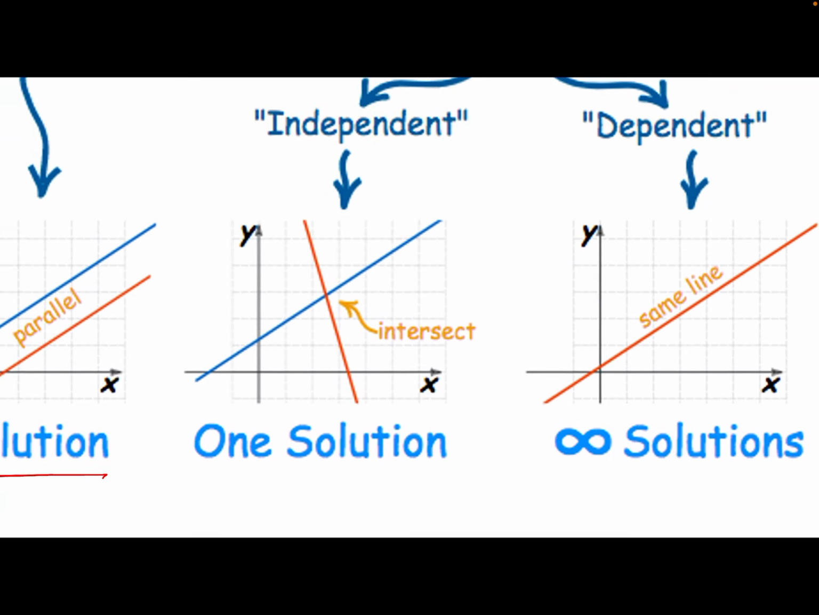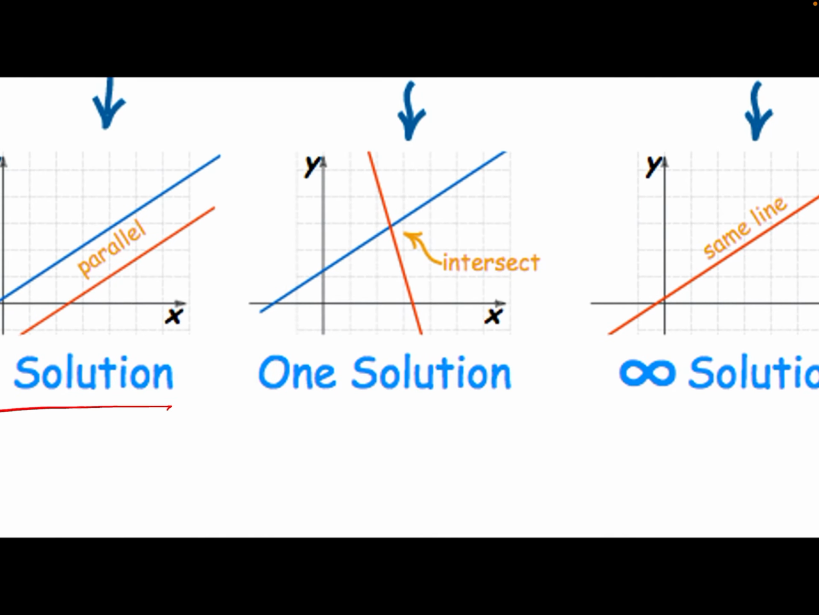This situation is our next option where we have one solution. So one solution is where they cross in one place. There is one intersection. And whatever that point is, that is our solution. That is the set of x and y values that work for both equations and make them both true.